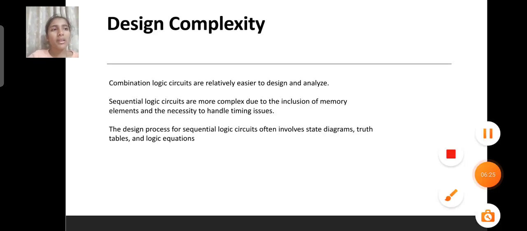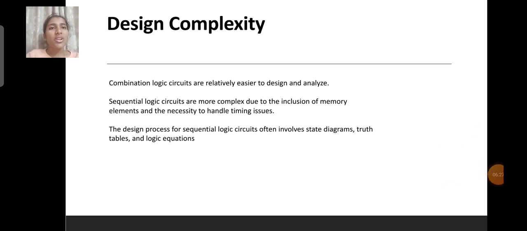Design complexity. Combinational logic circuits are relatively easier to design and analyze. Sequential logic circuits are more complex due to the inclusion of memory elements and the necessity to handle timing issues. The design process of sequential logic circuits often involves state diagrams, truth tables, and logical equations.